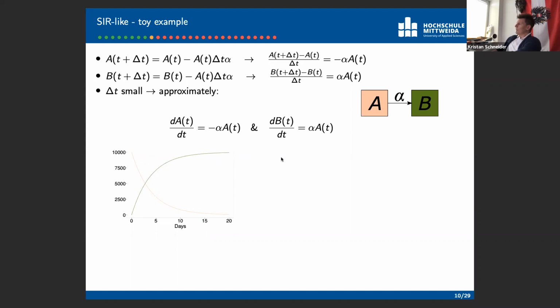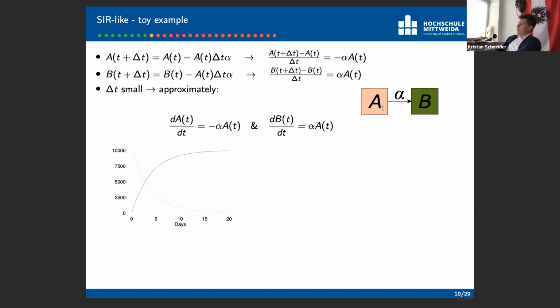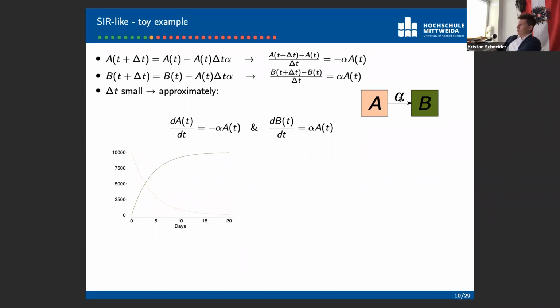Okay, and you don't really need the equations. The only thing that you need is this flow chart. You need this rate alpha. There it is. That is the rate of the change. So from compartment A, at a rate alpha, you leave this compartment and arrive in B. That's the way you write down these models graphically, and that is more than enough for what we need.